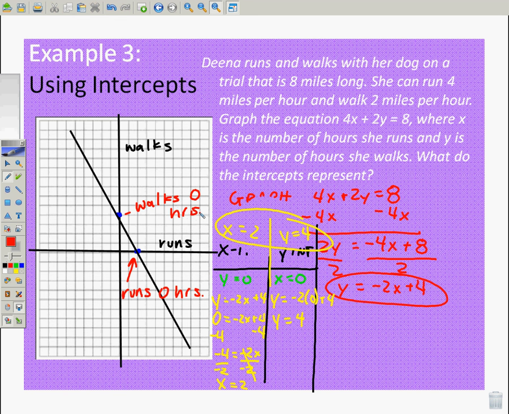The x-intercept is where y equals 0. So it should be switched. We want to say that the x-intercept is run 0 hours. But in reality, because of what we set equal to 0, where the x-intercept is, right here, that's where y was equal to 0. That's where the number of hours she walks is equal to 0. This is where she runs. And it's equal to 0. These are hours. Okay? Those are what the intercepts mean.